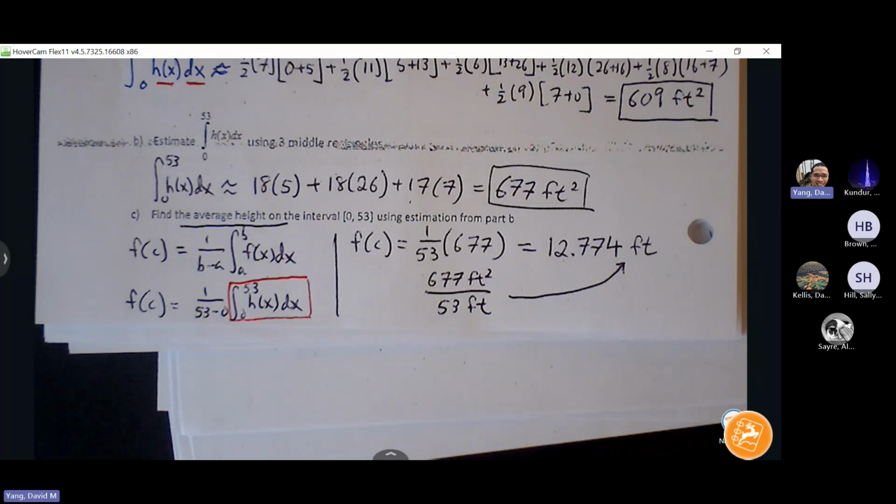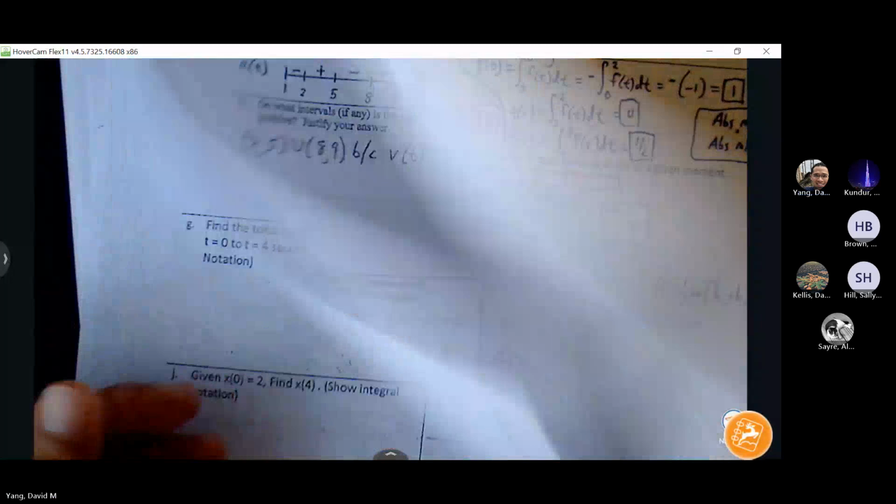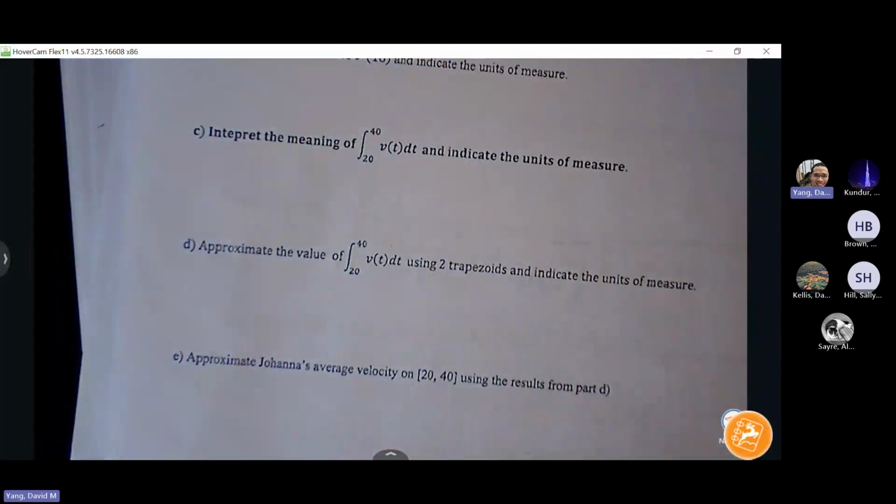Can that be negative? Yes, your displacement can be negative if you're traveling backwards, right? But if water is being added to the cup, then it's always going to be water added. We're not going to worry about something like that.